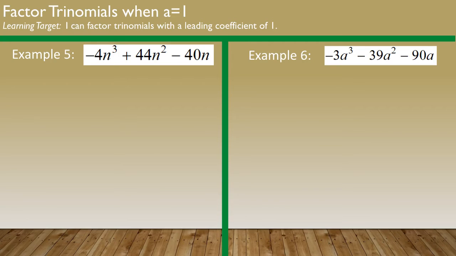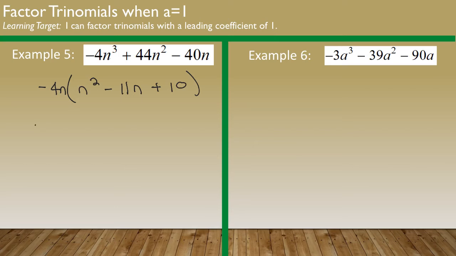Here we see that we have a negative, okay? Or a negative 4 is our common factor. If we ever have a negative, we always want to pull that negative out first, okay? So here, negative 4 is our common factor, and then there's also an n. Everything has an n. So n squared minus 11n plus 10, okay?